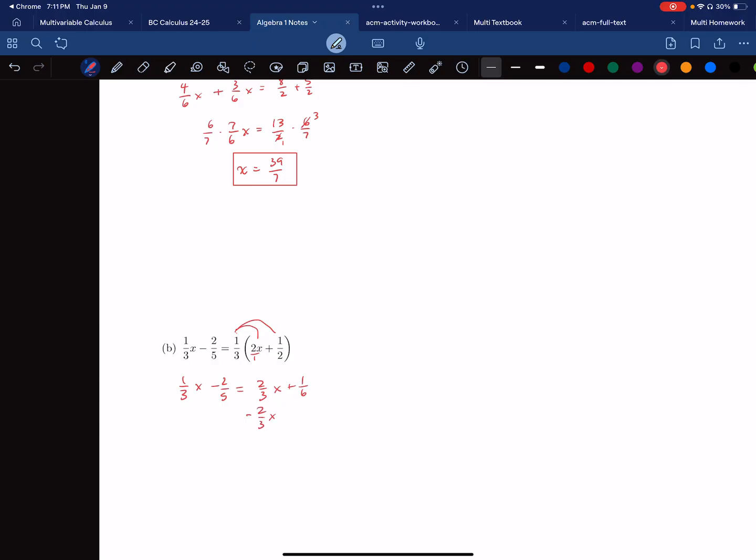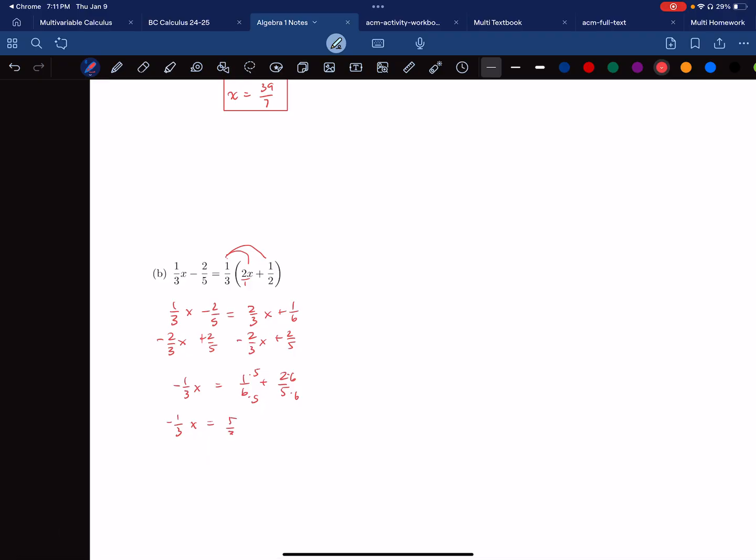I subtract 2/3 x from both sides. Hey, they have the same denominator. It's nice. So 1 minus 2 is just negative 1/3 x. I add 2 over 5 to both sides. Hey, those are not the same denominator, so I actually have to deal with that. So then common denominator is 30, so I'm going to multiply by 5 on that one, and 6 here. So I'll get negative 1 over 3x is equal to 5 over 30 plus 12 over 30. I got negative 1/3 x is equal to 17 over 30 and multiply by negative 3 over 1.